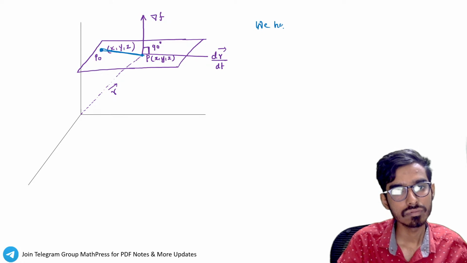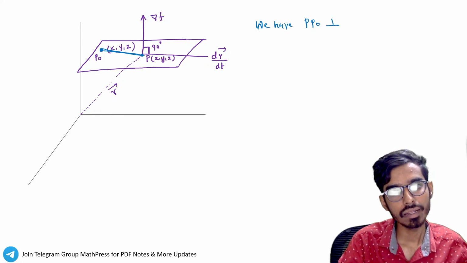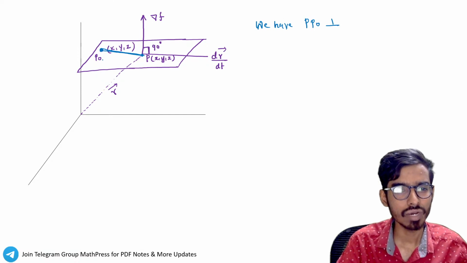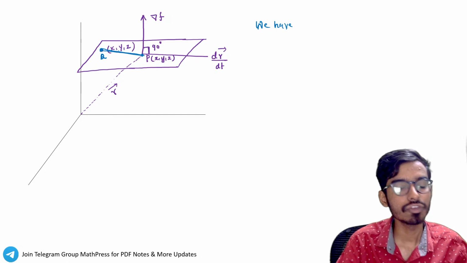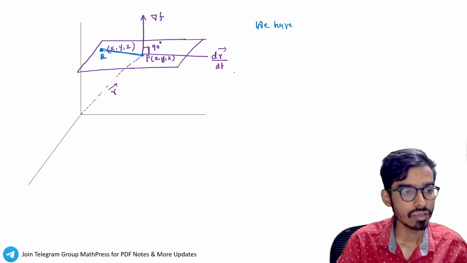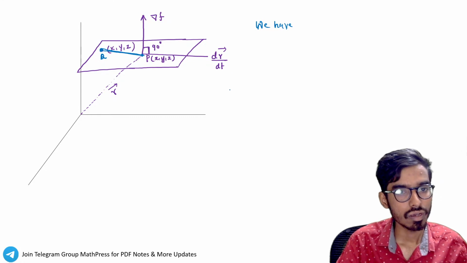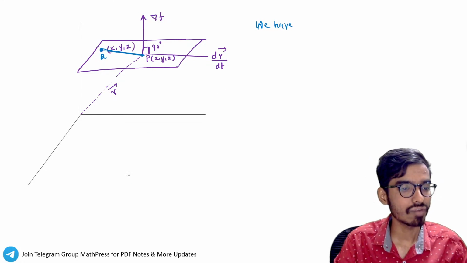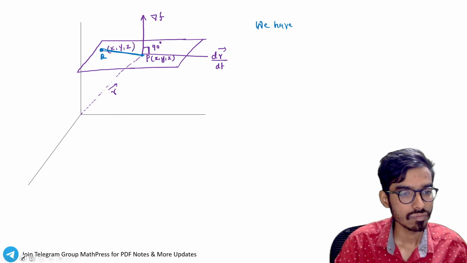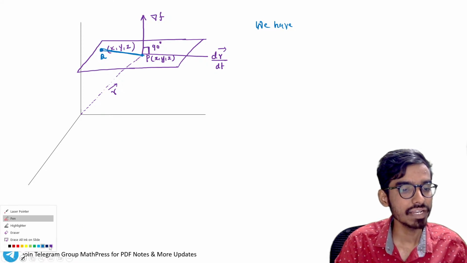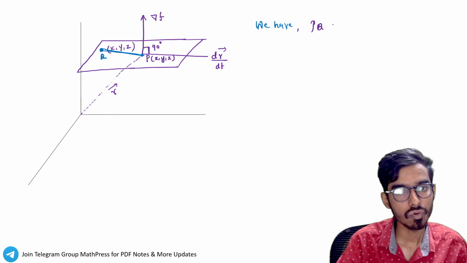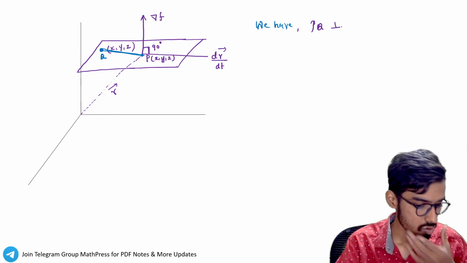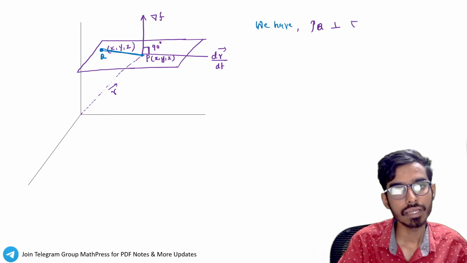So we have, or you can also write this as some Q, if you want some clarity. Okay, let us call this point some Q. This Q is some arbitrary point on the surface. So I'm just taking that in parametric form. Okay, so we have PQ perpendicular to del F, right? PQ is perpendicular to del F.